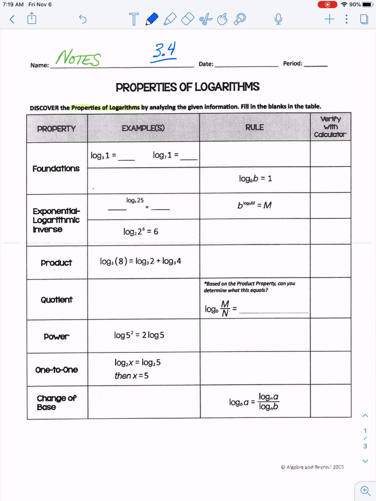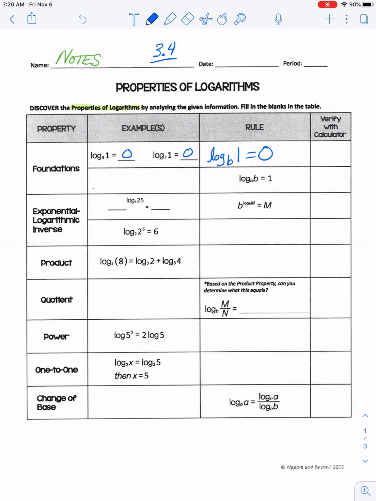Let's get started. To begin with, we have a rule that says that the log base b of 1 is always equal to 0. So if you take the log base 3 of 1, it's 0, and the log base 7 of 1 is 0. You can verify that with the calculator if you are so inclined.